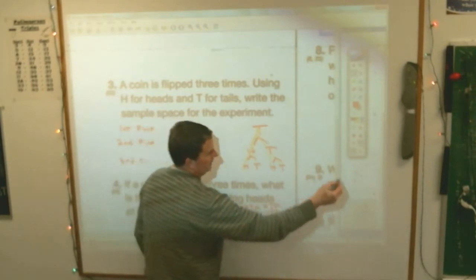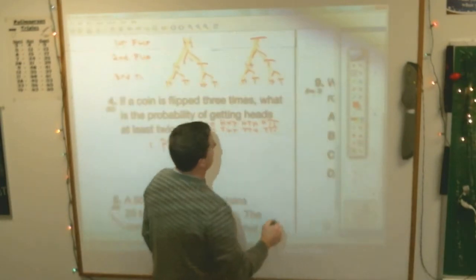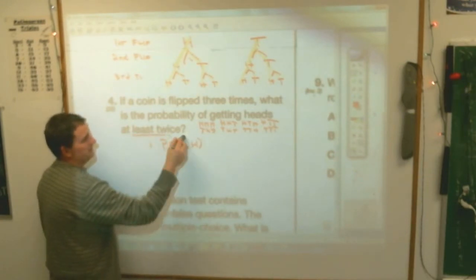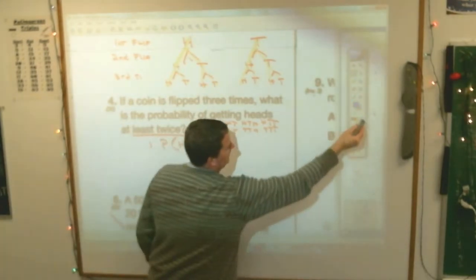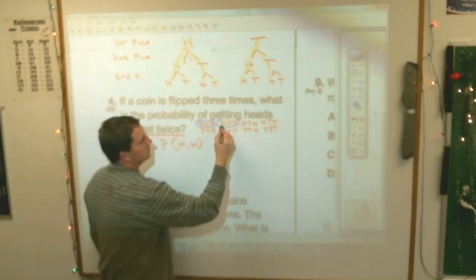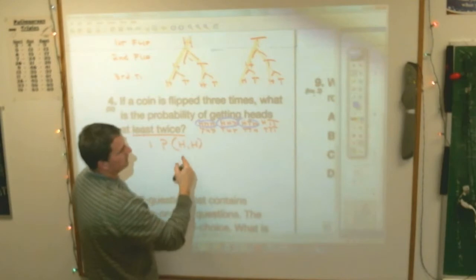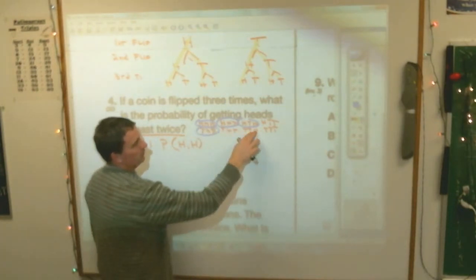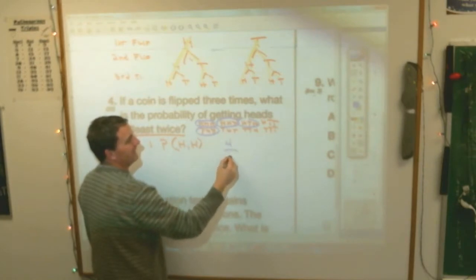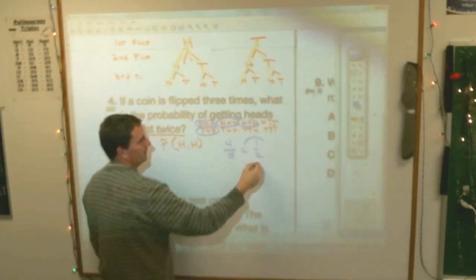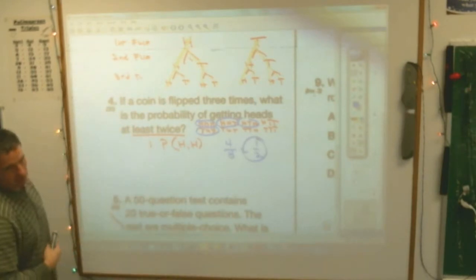Now, once you have that sample space, the rest is pretty easy because it says, how many do you get a head at least twice? Well, looking at the ones we have, how many have at least 2 heads in them? 1, 2, 3, and this one, 4. All the rest of them only have 1 head in them. So it's 4 out of the 8 different possibilities, or 1/2 of the time, you should get at least 2 heads.